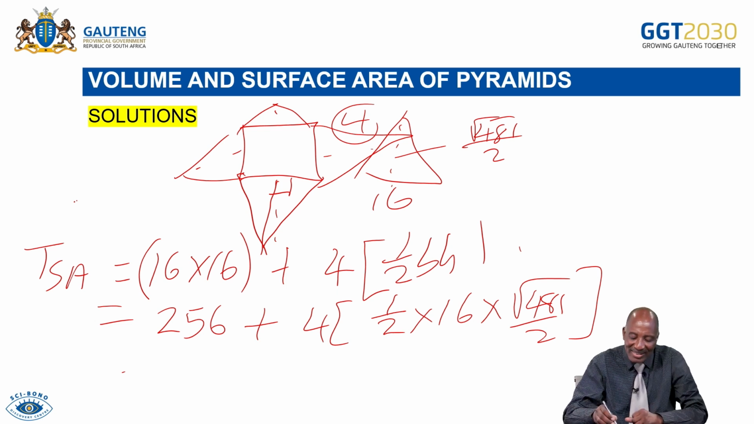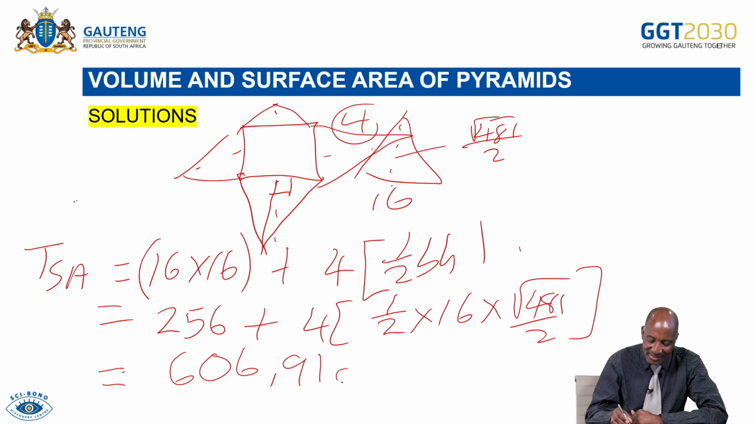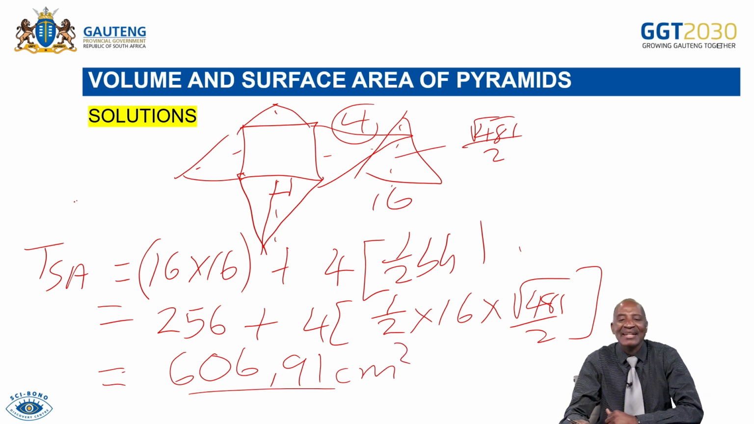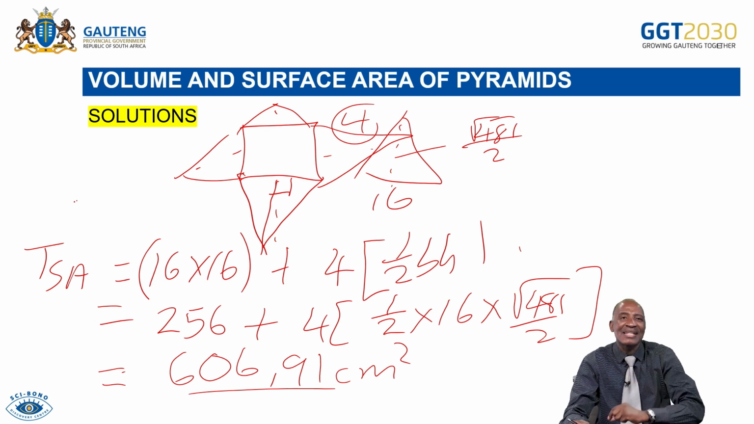So what was important here was to get the height of each triangle. Then you simplify. I'm getting 606.91 square centimeters. Why did we multiply the area of triangles by 4? Because the base was in the form of a square, and these triangles are all reaching the same altitude, which is the pinnacle or apex of your pyramid.